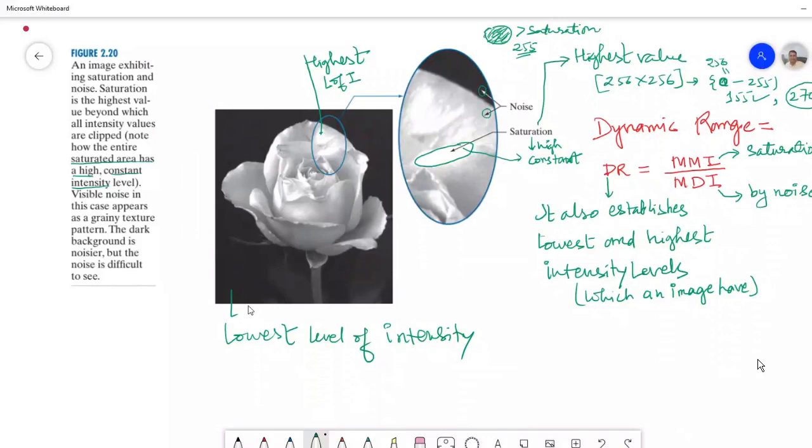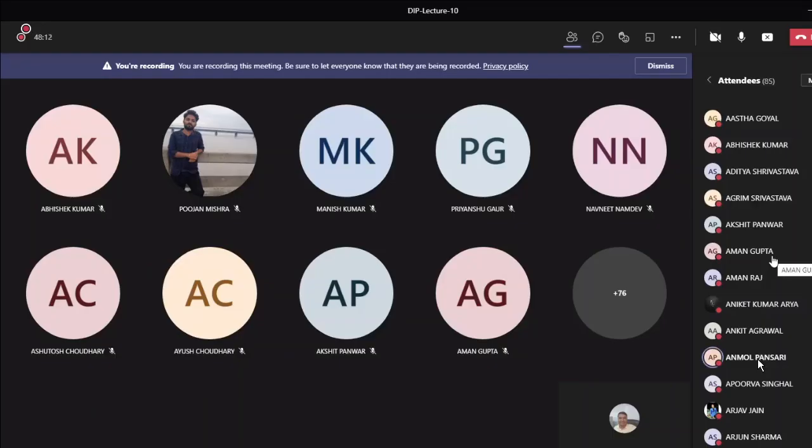So up to here I have covered the representation of the digital image. Now I am moving on to another part, that is spatial and intensity resolution. Do you know what resolution means? Any student in the class can give the answer. What is resolution? Akshit Panwar. Akshit. Anmol Pansari. Sir, intensity of pixels over an area.